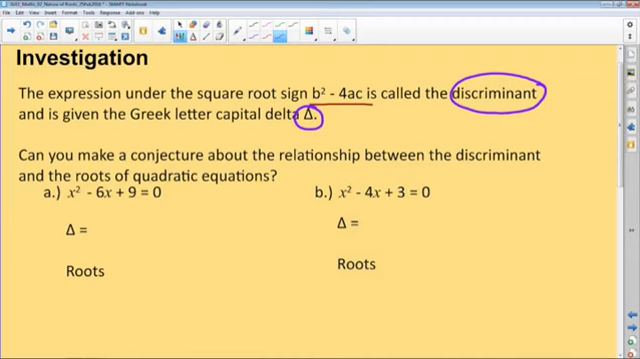I'm going to give you 2 minutes to work on this. You work out what your discriminant is, and then you also give us the roots. 2 minutes.